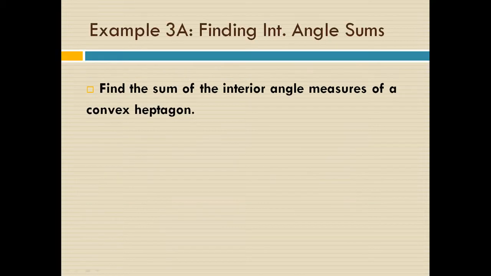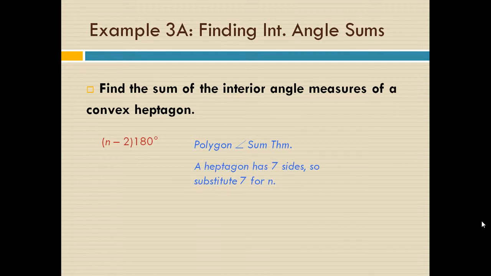So let's try to find some of these. Find the sum of the interior angle measures of a convex heptagon. Well, they didn't give us a picture, but we know it's a heptagon, which is 7 sides. If we subtract 2, we get 5 triangles. We use the polygon sum theorem: n minus 2 times 180. A heptagon has 7 sides, so substitute 7 in place of n. Simplify, and we have 5 times 180, or 900 degrees.